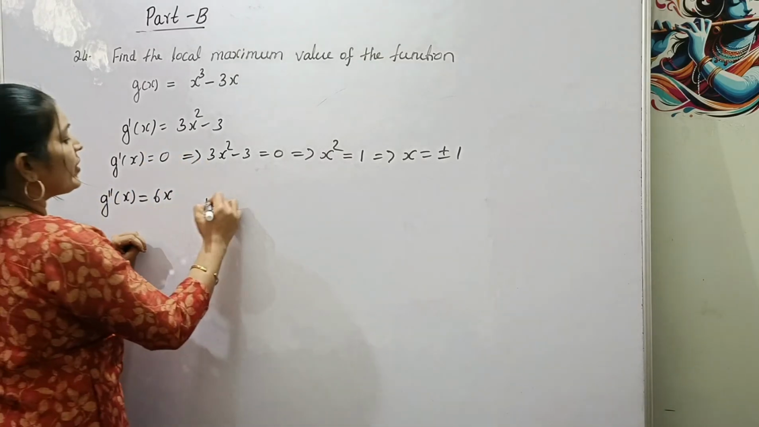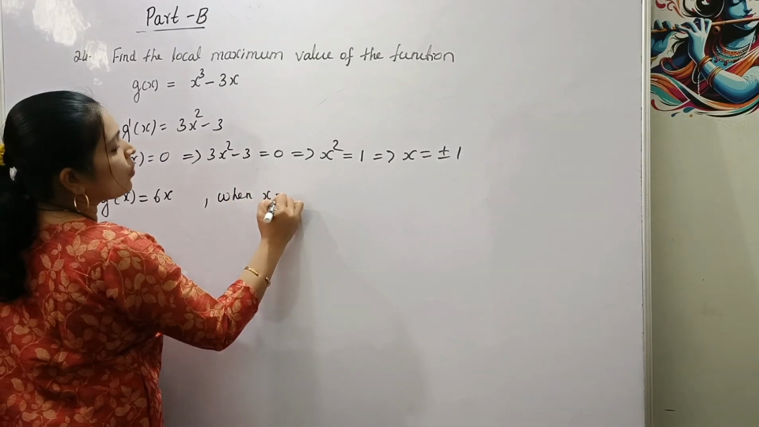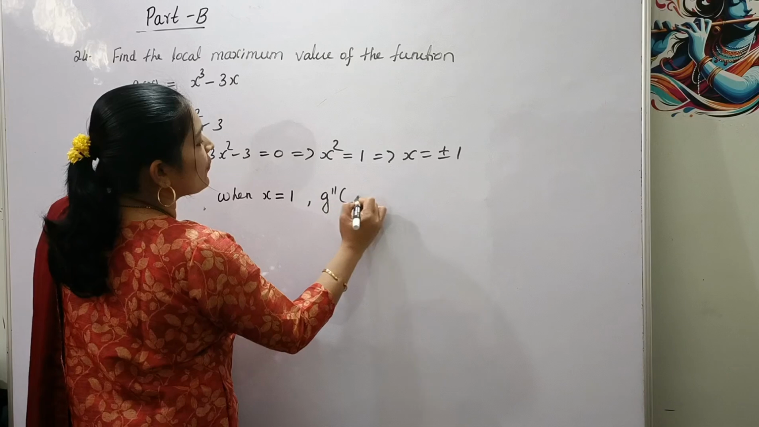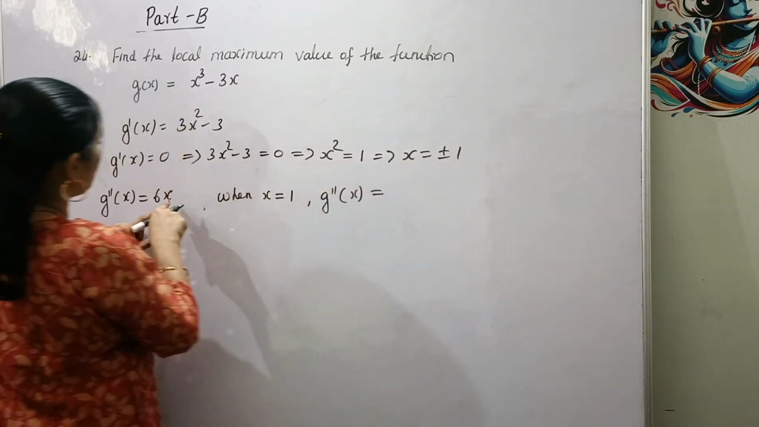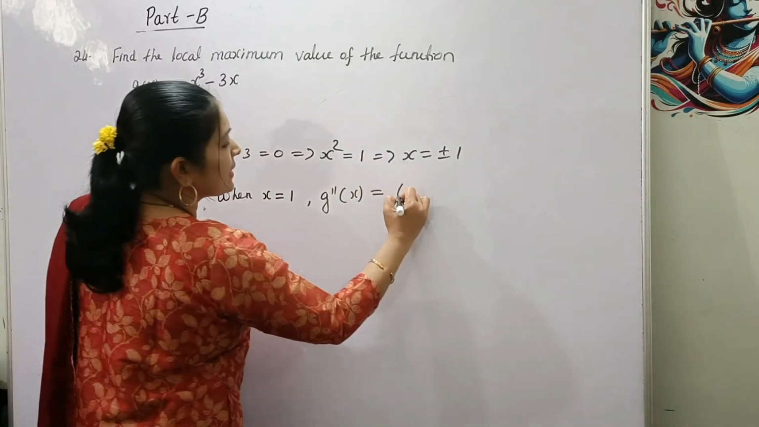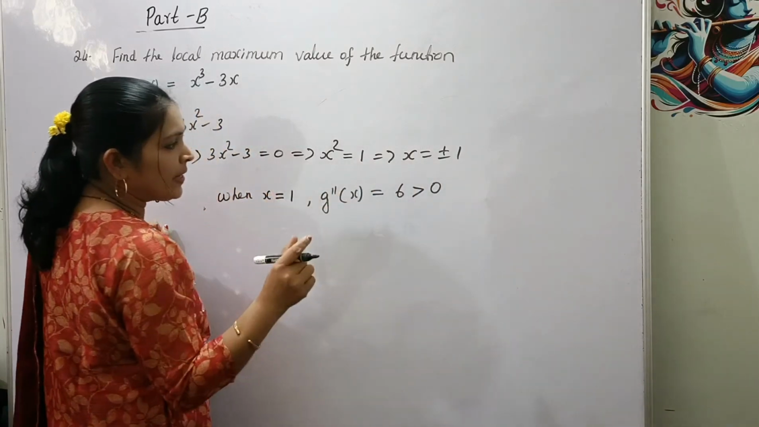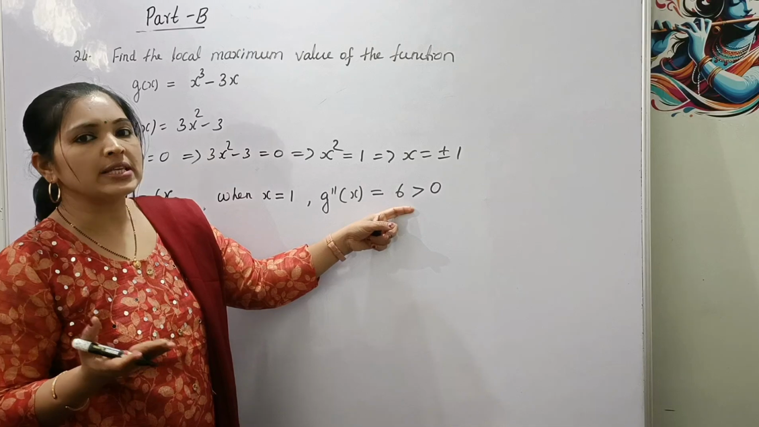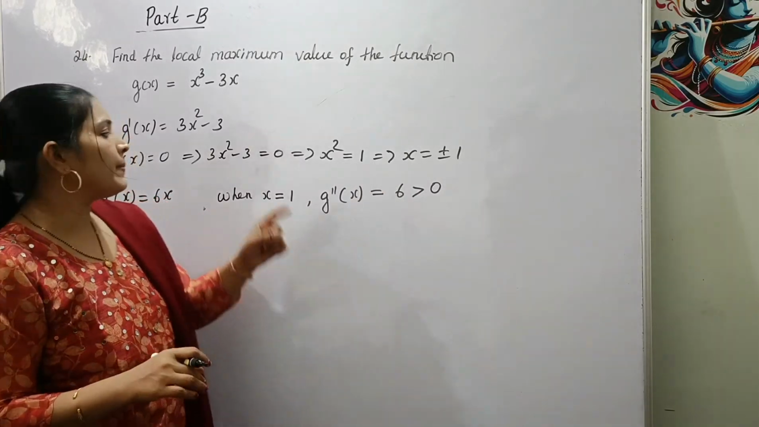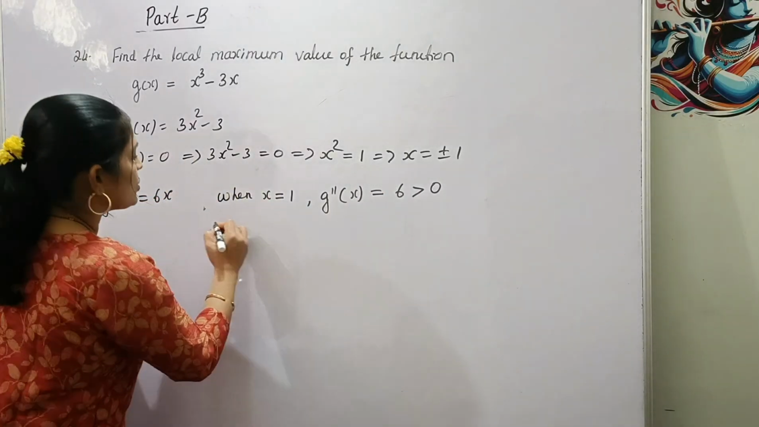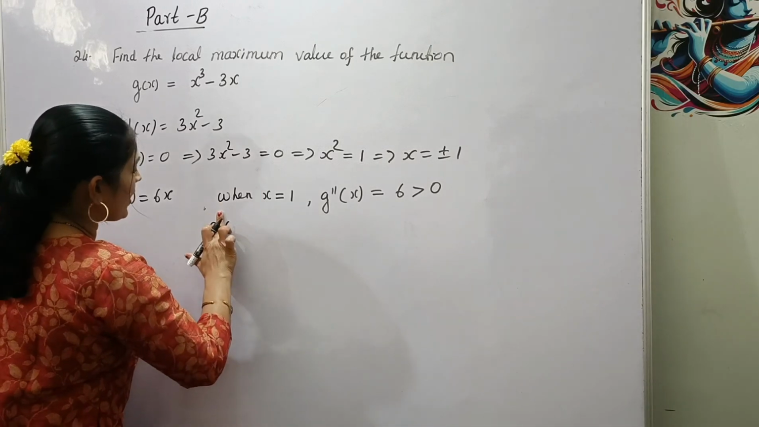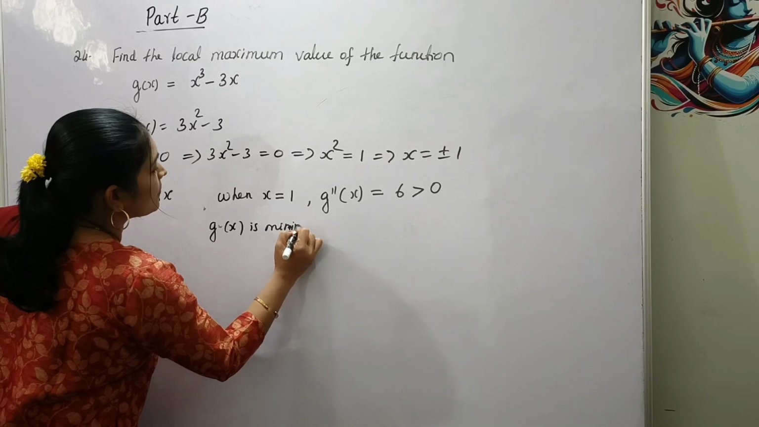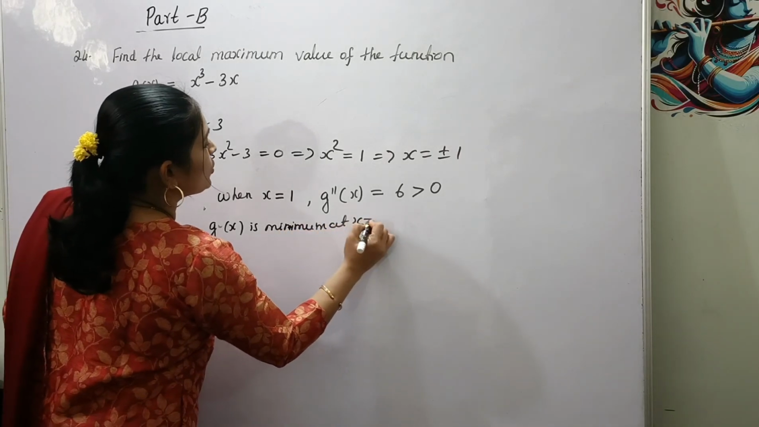Right? Now when x is equal to 1, what is g double dash of x? Is equal to, substitute x is equal to 1, 6. That is greater than 0. That means g of x is minimum, right? If g double dash of x is greater than 0 means it is minimum at x is equal to 1. Okay. So here g of x is minimum at x is equal to 1.